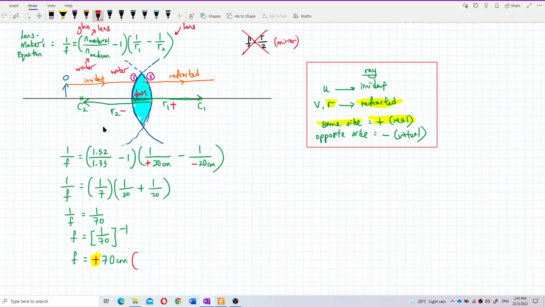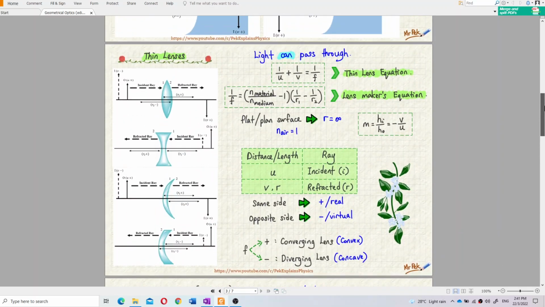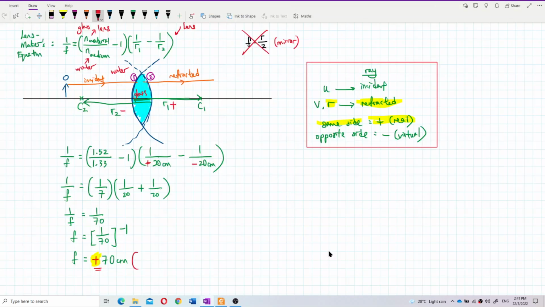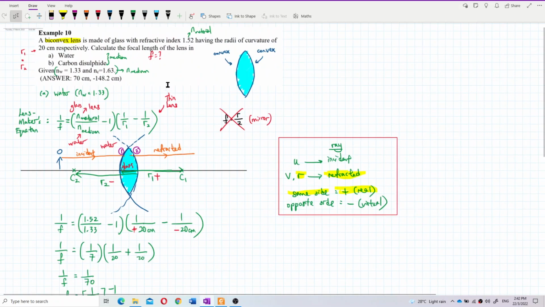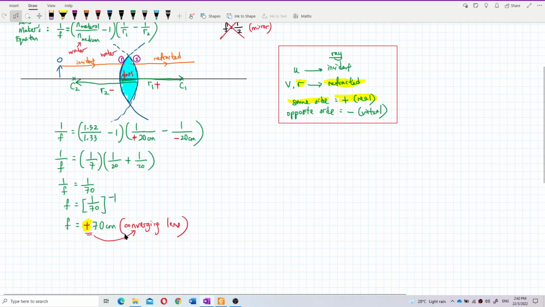So this proves that the positive sign of focal length shows what? What is meant by positive f for a lens? When f is positive, it's a converging lens. So when put in the water, it is a converging lens. Understand? The positive f means it is a converging lens. Am I right? Yes, positive 70, that's correct. Yes, converging lens.